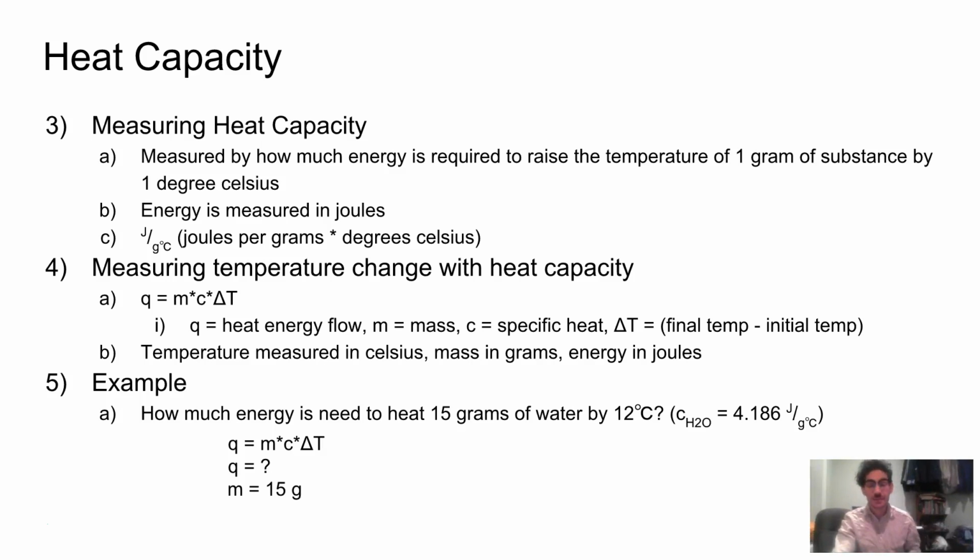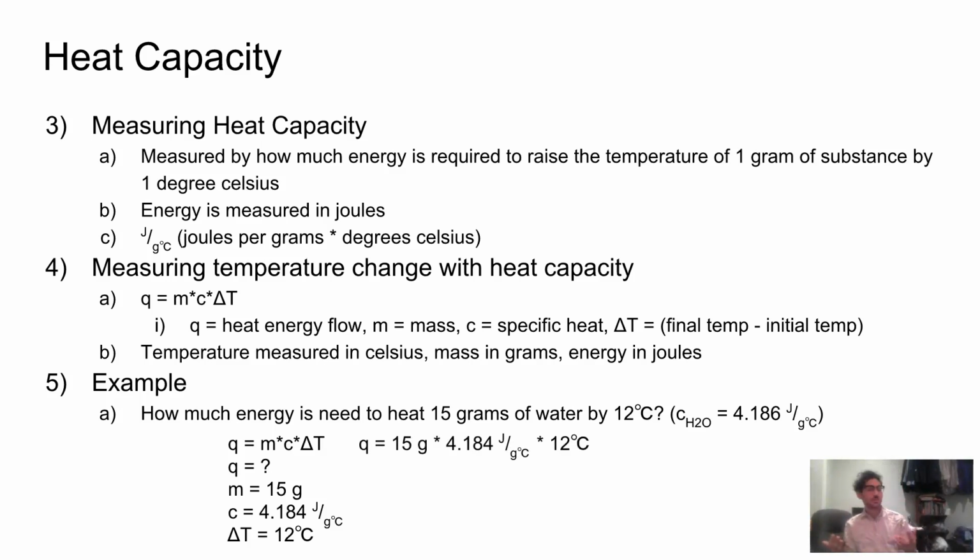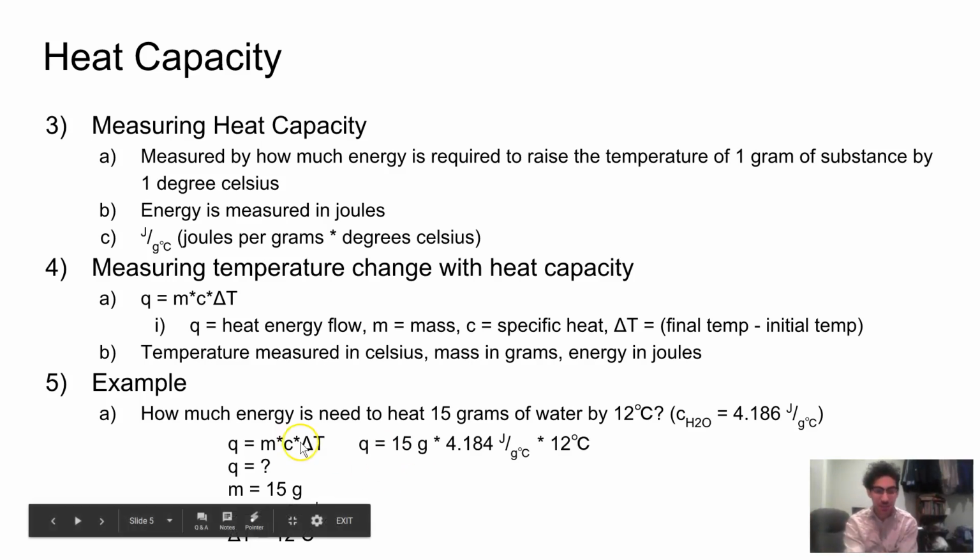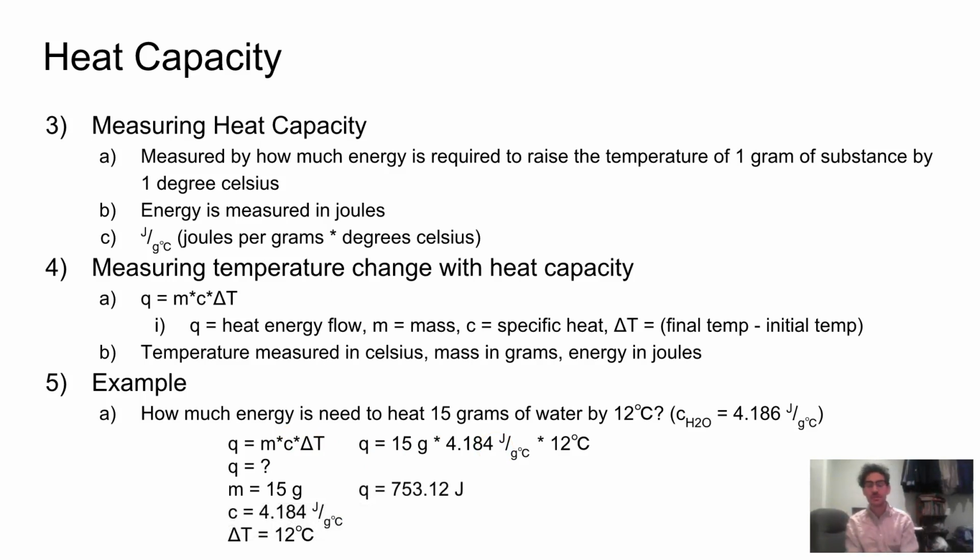We do know the mass, that's in the problem. And we do know the specific heat that's given to us. We also know the change in temperature. We know it's going up 12 degrees Celsius. So our final temperature will be 12 degrees higher than our initial temperature. So I can just plug these into my equation. I can plug in m, c, and delta T right into this equation, like I've done over here. And I can just multiply those together to get the heat that's required to raise 15 grams of water by 12 degrees Celsius. Neat, neat, neat.